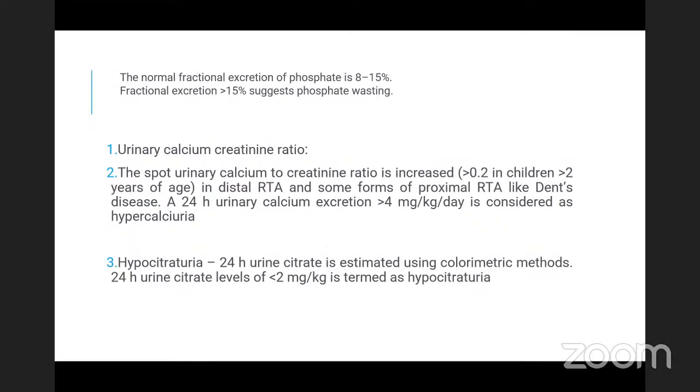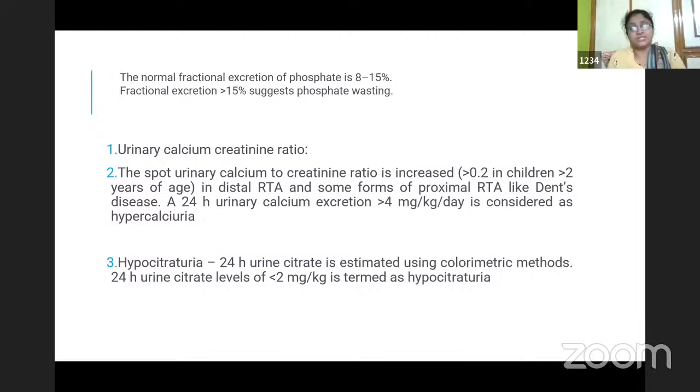And as I told you, proximal RTA is a generalized wasting disorder. So we also see the other excretion factors like phosphate is more than 15%, and urinary calcium creatinine ratio is more than 0.2, and the 24 hours urinary calcium excretion is more than 4 mg per kg per day. And hypocitraturia is also documented in these patients.